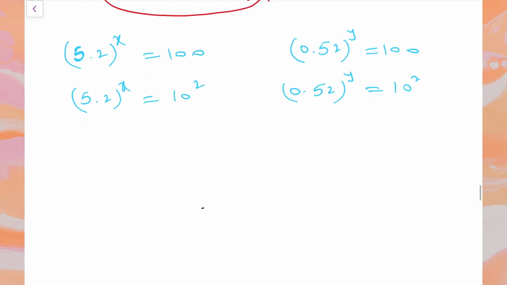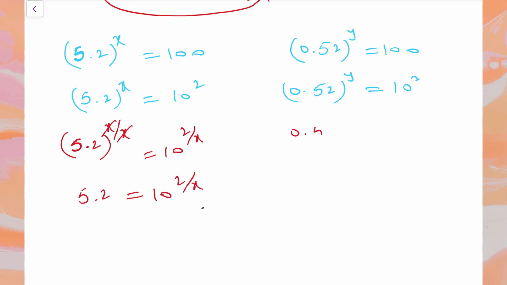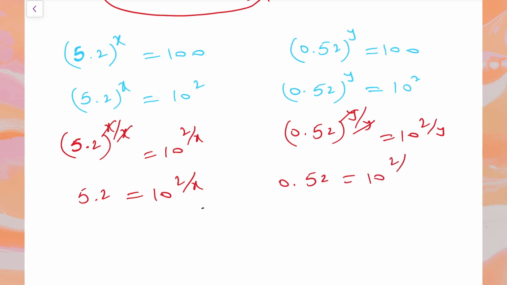Now what I will do is, there is a relation between 5.2 and 0.52. So I will try to make one equation only with this 5.2 and 0.52. For that I need to remove this power x on the left side and here power y on the left side, right? So to remove those powers, to the left side part, both the powers I will divide by x. So that x will get cancelled. Then I will remain with 5.2 equals 10 power 2 by x. Here also, to remove that power, both the sides power I will divide by y. So y will get cancelled. Then we remain with 0.52 equals 10 power 2 by y.